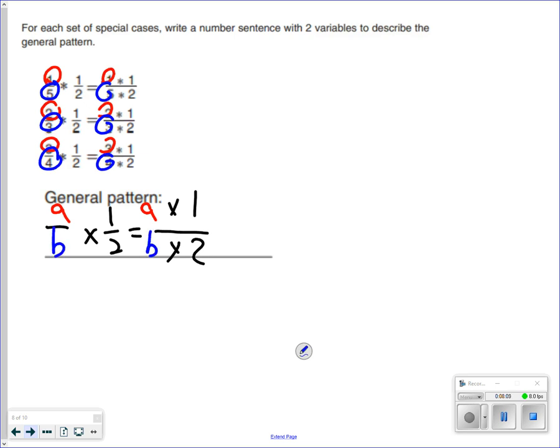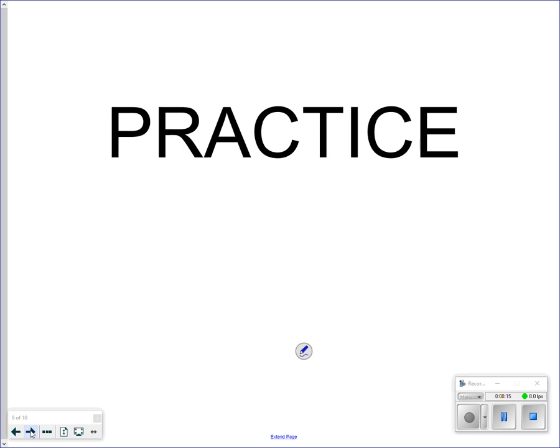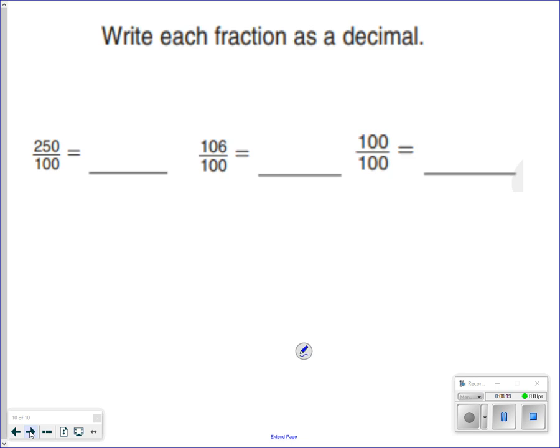It looks complicated, but when you break it down this simple, this works, and it's very easy. You might have to rewatch some of these videos. Let's keep going. Now we're going to do some practice. Follow along. I'm going to write each number as a fraction.